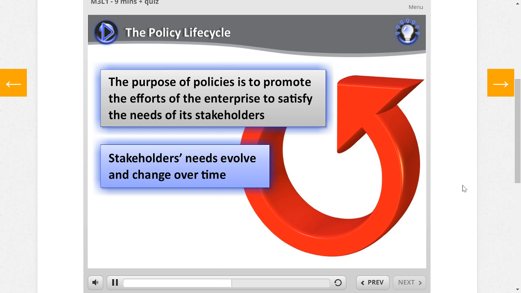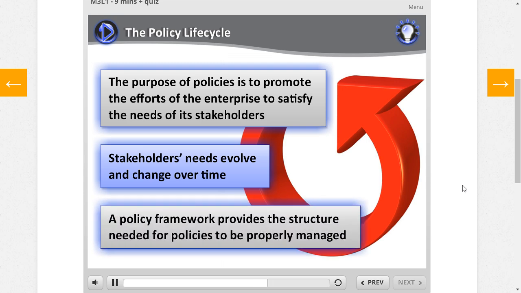An obvious example is the regulatory environment, which can change quite swiftly. A policy framework plays an essential role here because it provides the structure needed for policies to be properly managed. This framework also helps the enterprise to maintain consistency between policies by maintaining an organizing principle.